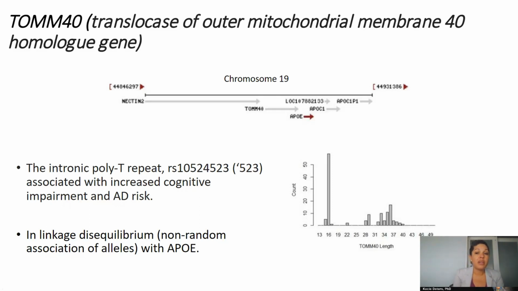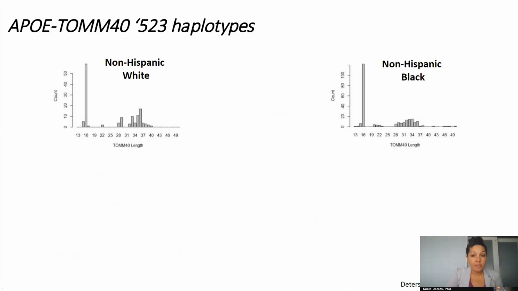Often, TOM40 has not really been studied a lot in the past because TOM40 is in linkage disequilibrium with ApoE, meaning that it's inherited together. And because ApoE has such a strong effect on Alzheimer's disease, it was thought that the effect people were seeing from TOM40 was really just the powerful effect of ApoE. Of course, most of these ApoE and TOM40 studies were done in people who identify as white.